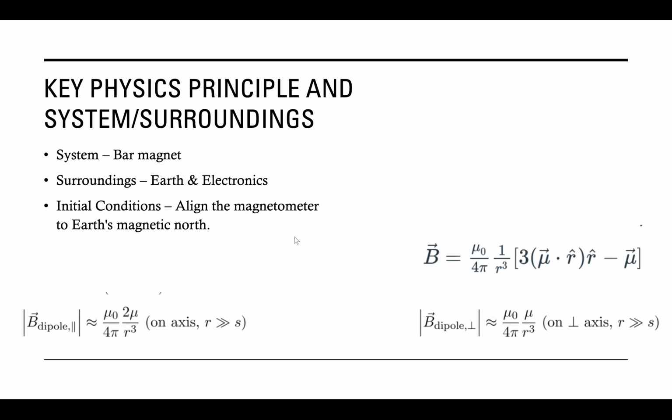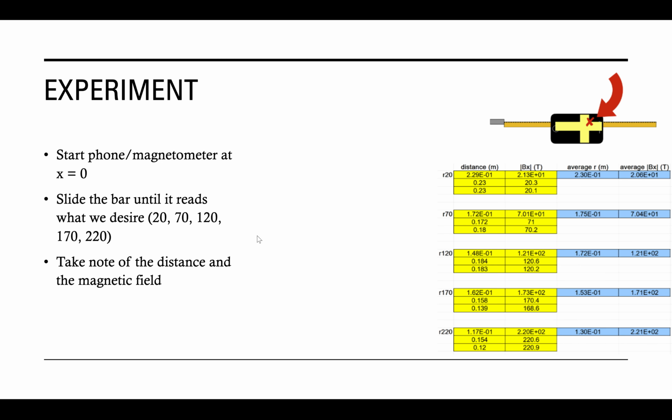Then for my system, we have the bar magnet. We're measuring its magnetic field. And for surroundings, we have Earth and the nearby electronics that we were using. For my initial conditions, we tried to align the phone slash magnetometer to Earth's magnetic north.